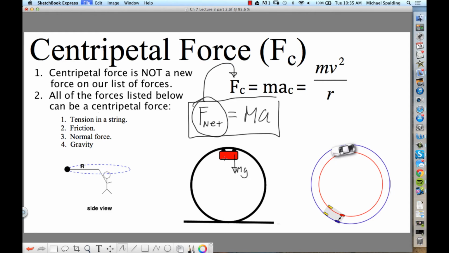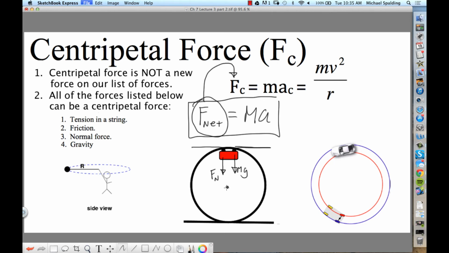mg and normal force, which I know some of you are like, whoa, wait a minute, I thought normal force points up. Well, not if the car is upside down under the track, right? Here's the surface right there. Normal force is always perpendicular to the surface. The track is pushing the car down.